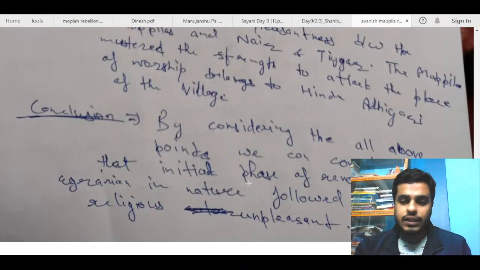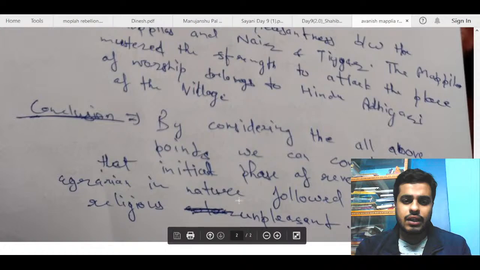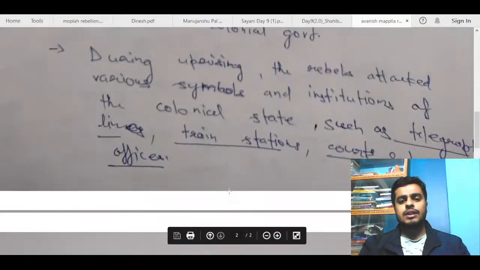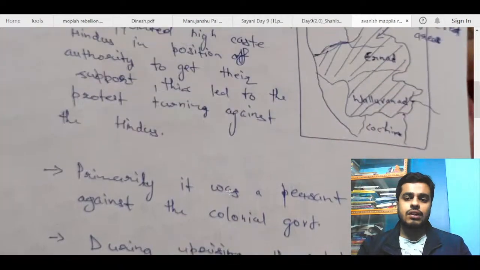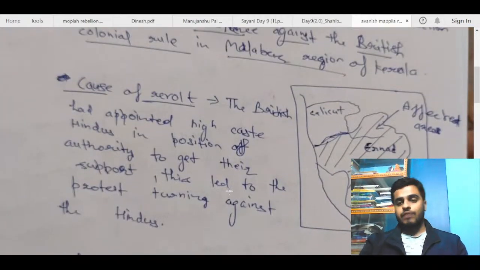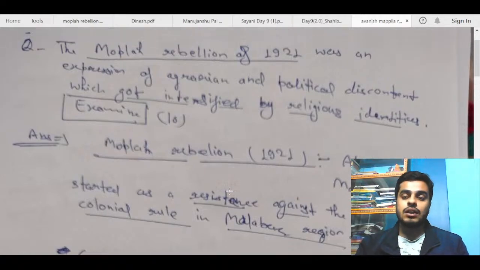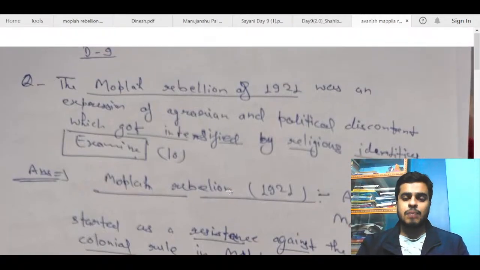We can conclude that the initial phase of the revolt was agrarian in nature. So this is fine. In the conclusion, you have summarized it, but I think the presentation of this answer requires some effort. The intro and conclusion of your answer are good, but the body has to have some improvements. So I think Avnish, you will get 3.5 again out of 10 for this answer, just because the presentation is not that good.